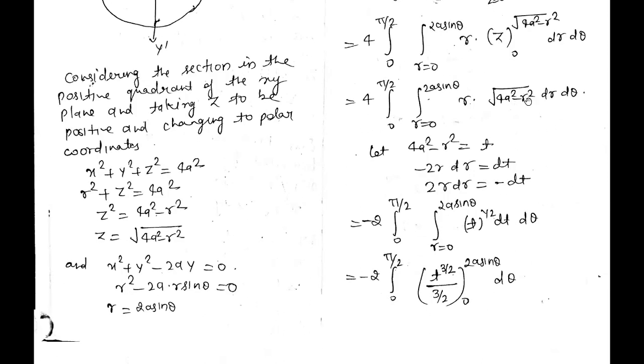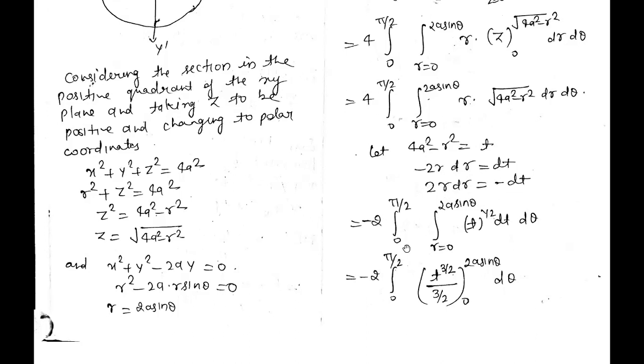Now r square differentiation is 2r. So you can take 4a square minus r square is equal to t. So minus 2r dr is equal to dt. So 2r dr is equal to minus dt. And you can calculate r dr is equal to minus dt, so for 4 you can write 2 into 2. So 2r dr you can write minus dt.